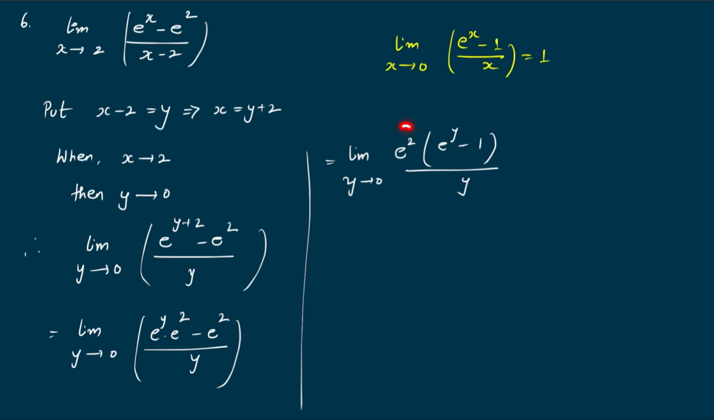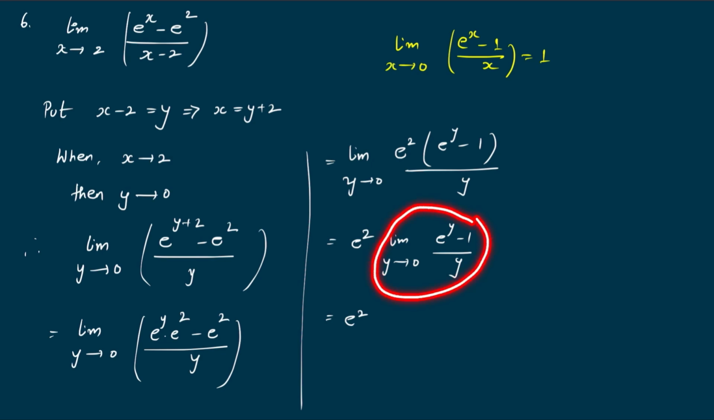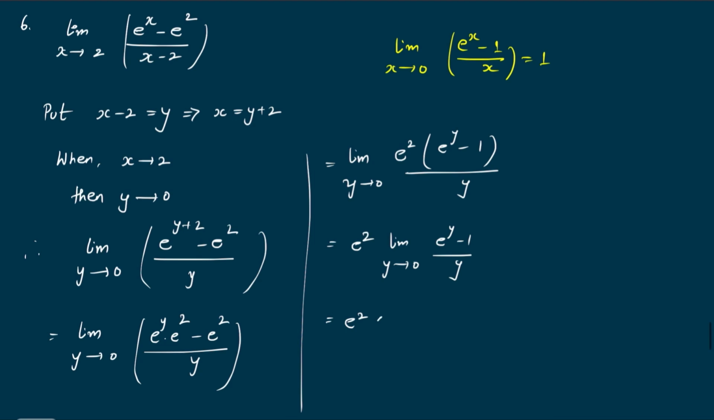Now since this e to the power 2 is constant, we can take it out before the limit, so it will be e squared times limit y tends to 0 of (e to the power y minus 1) by y. Since this portion is the same as the formula, I can write this as into 1. So it will be e squared.